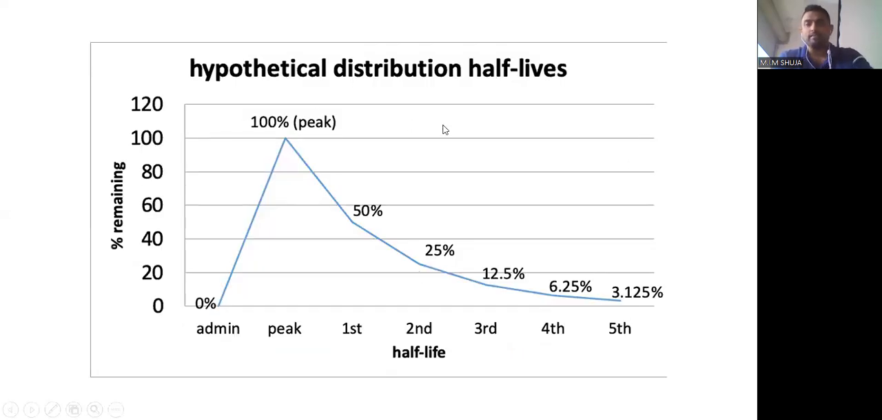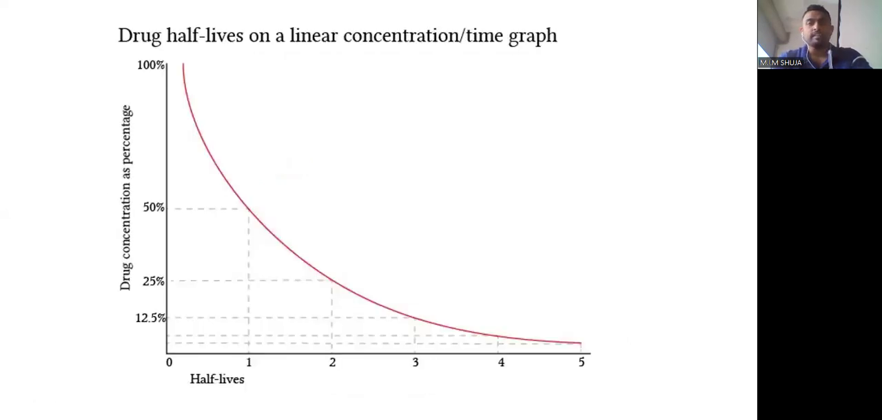So this is a hypothetical distribution of half-life. At the first T half, it becomes 50%. Then again, 50% of that 50, it is 25. Third T half, 50% of 25, that is 12.5. That is how it goes. So if you draw a linear concentration-time graph, it will give you an exponential graph.